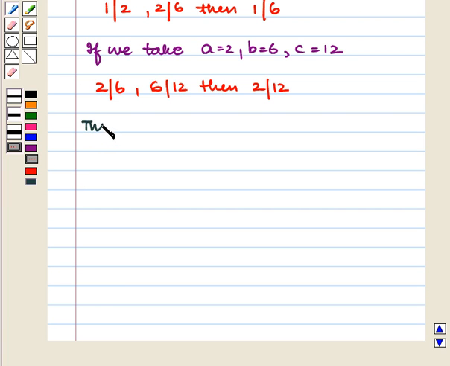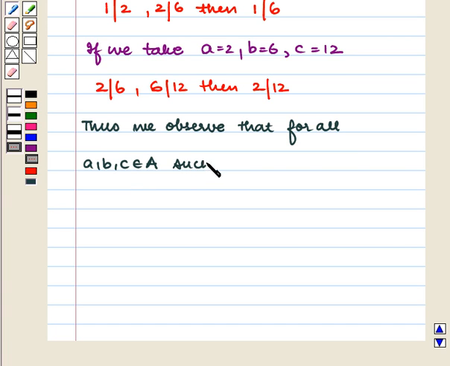Thus we observe that for all a, b, c belonging to the set A such that a divides b and b divides c, then a divides c. So it is transitive.